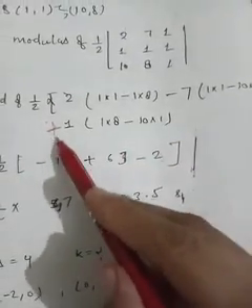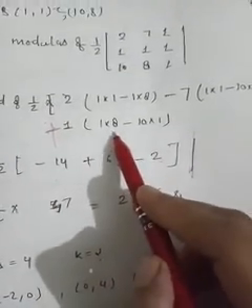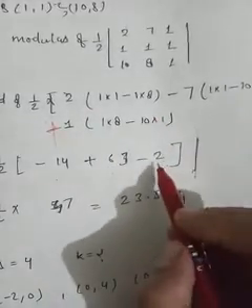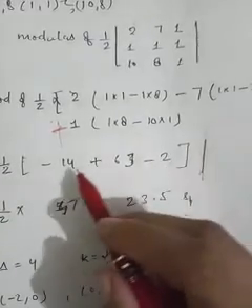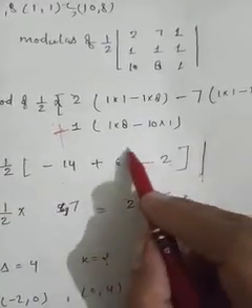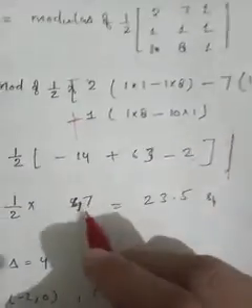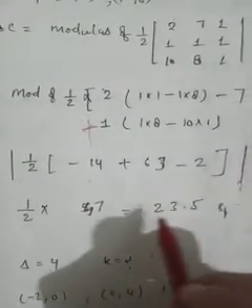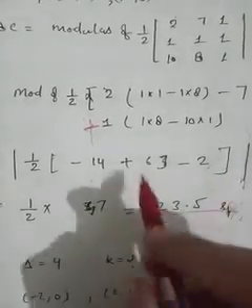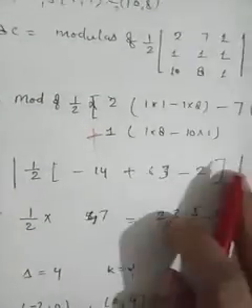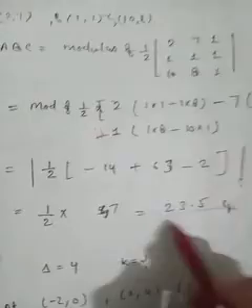And here, 1 into 8 is 8, minus 10, so 8 minus 10 gives minus 2. Just add and subtract: minus 2 and minus 14 gives minus 16. Subtracting minus 16 from 63 gives 47, and half of 47 is 23.5. This is your answer. Since it is already positive, the modulus does not change anything; the area is 23.5.